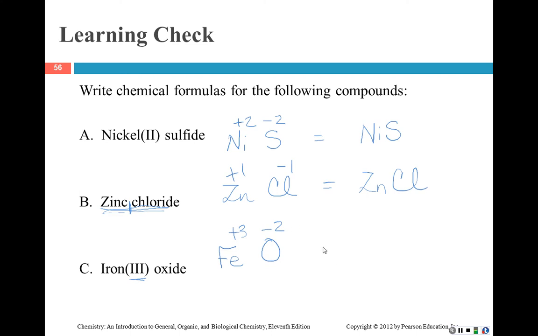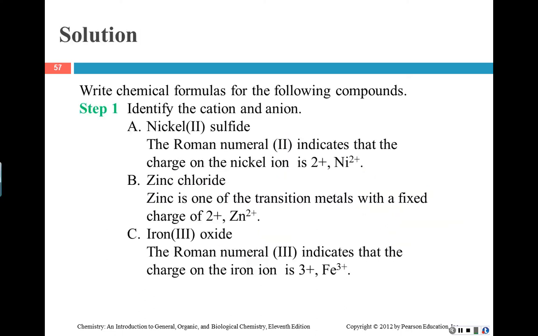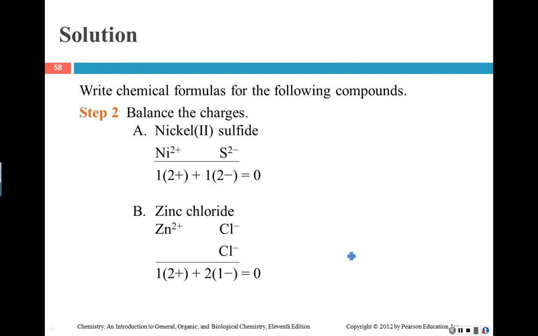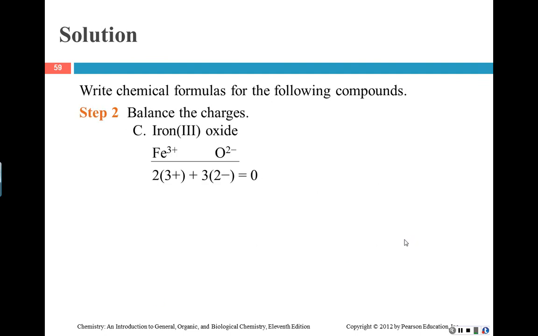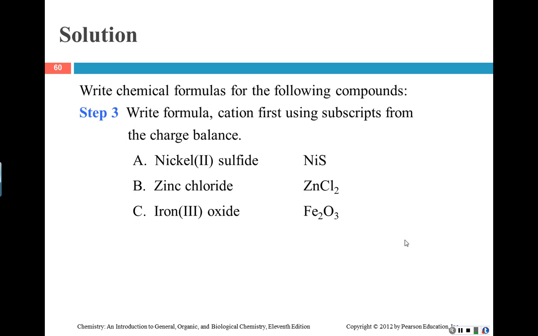So if I want to use my razzle-dazzle way of doing it, I can do this, right? And I can say Fe2O3. And if I want to check that, plus 3 times 2 and minus 2 times 3, minus 6 and plus 6. Okay? And so that should be the correct formula. And if we go through all these lengthy steps that the book gives us, then ta-da, yes, we are correct.